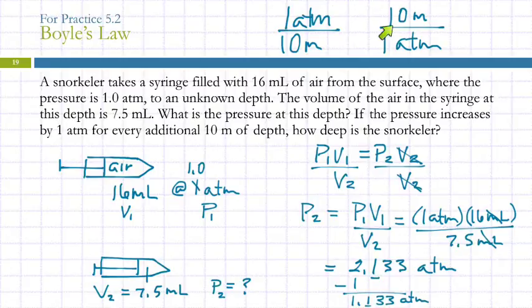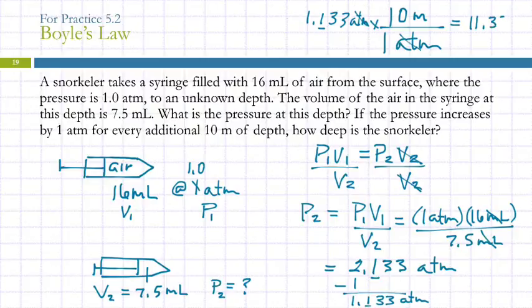I can use this as a conversion factor to make that pressure change into a depth. So I've got 1.1 atmospheres. Atmospheres cancel out. So 11 meters. Any questions?